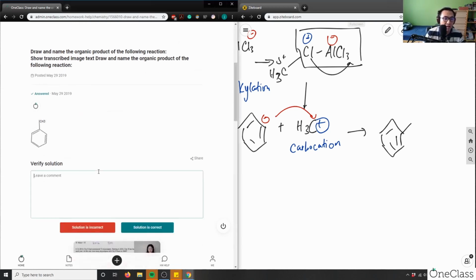I don't like how they don't use the mechanisms here, but I'm just saying it's a good solution. However, it's missing the step-by-step mechanism of the alkylation, because it's just fill in the blank. This is a Friedel-Crafts alkylation, so the solution is correct.